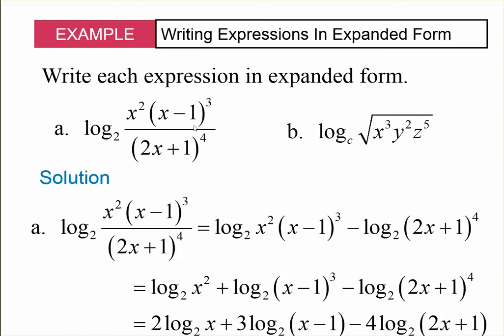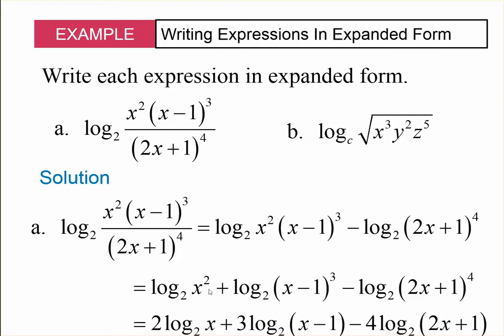Normally we do the division first here. So x squared times (x minus 1) to the third, divided by (2x plus 1) to the fourth. Because there's a quotient here, separate it by a minus sign. Everybody good there? Now you have a product between x squared and (x minus 1) to the third. So I'm going to separate that out as a plus sign. Notice I have 3 different terms now.